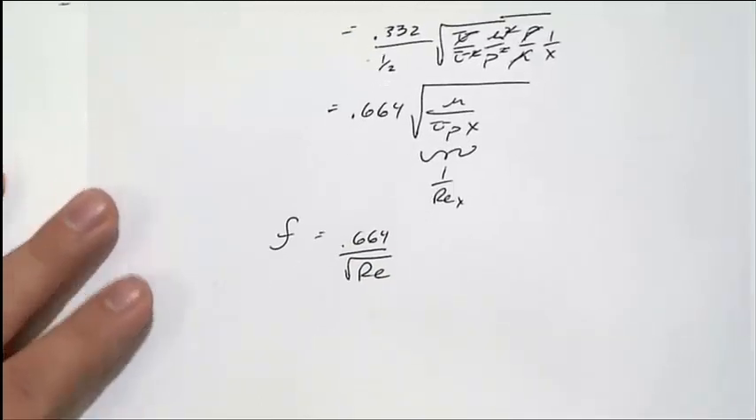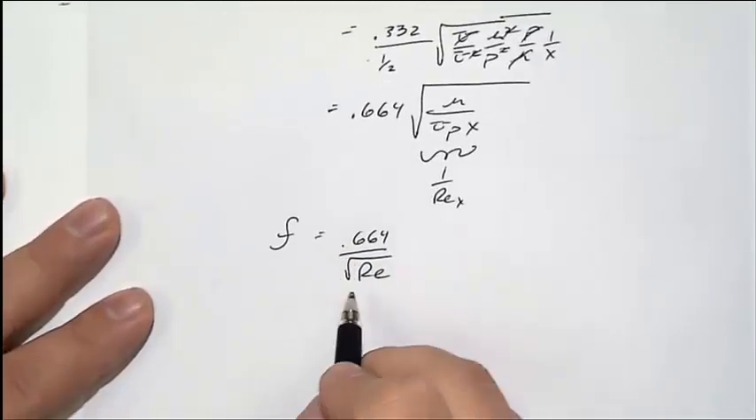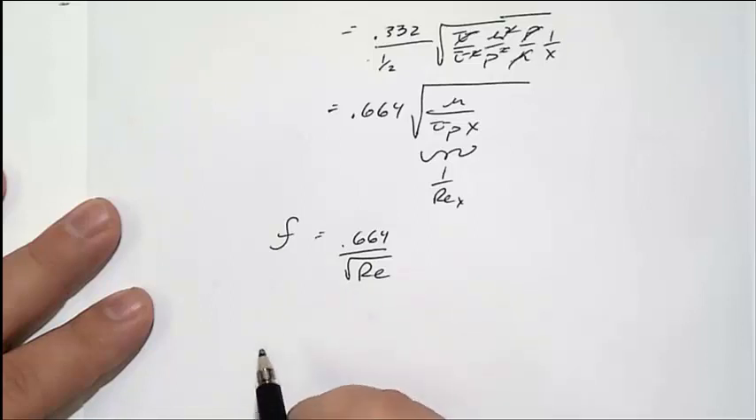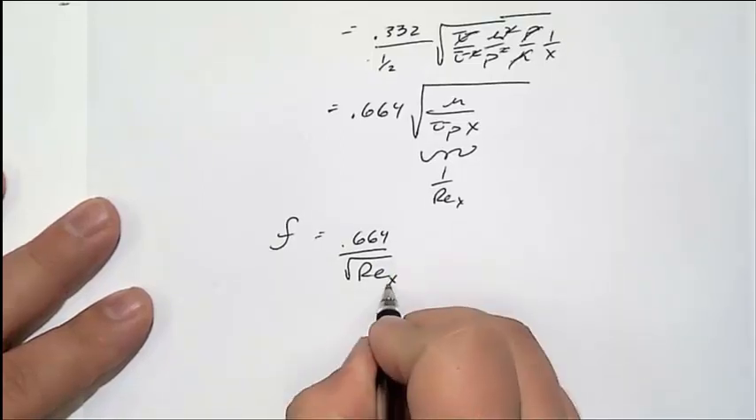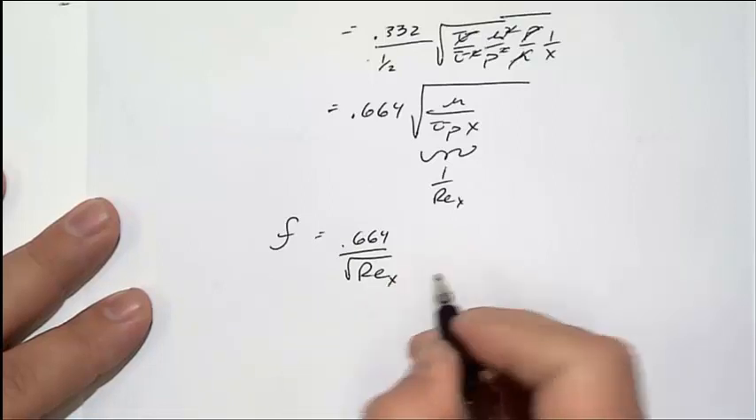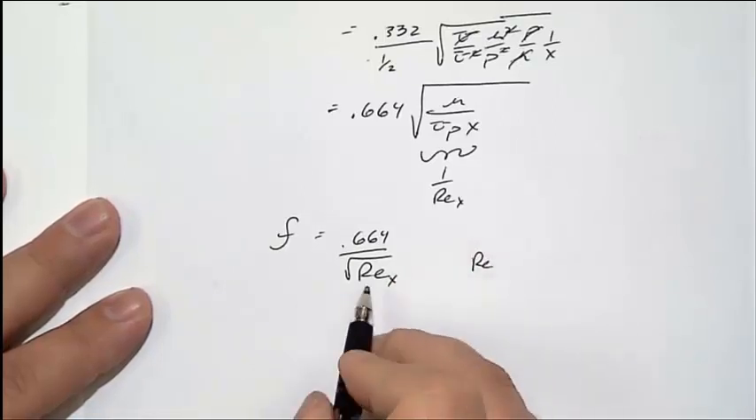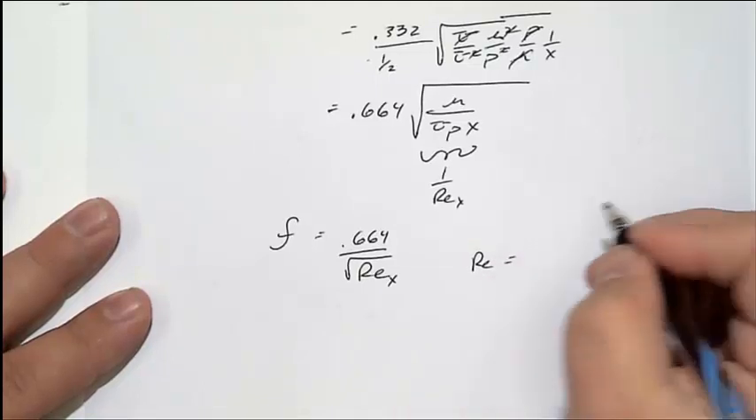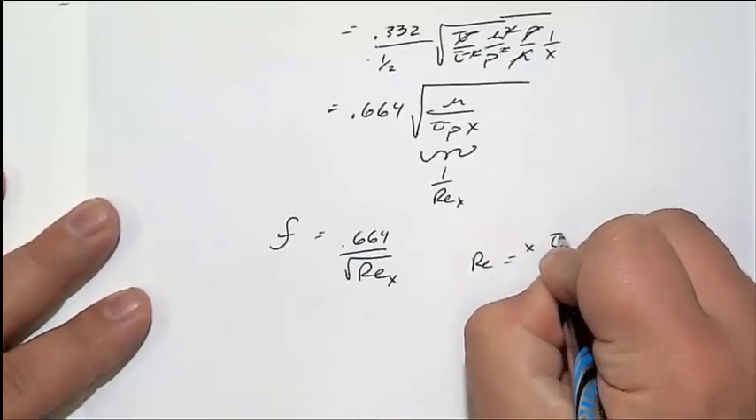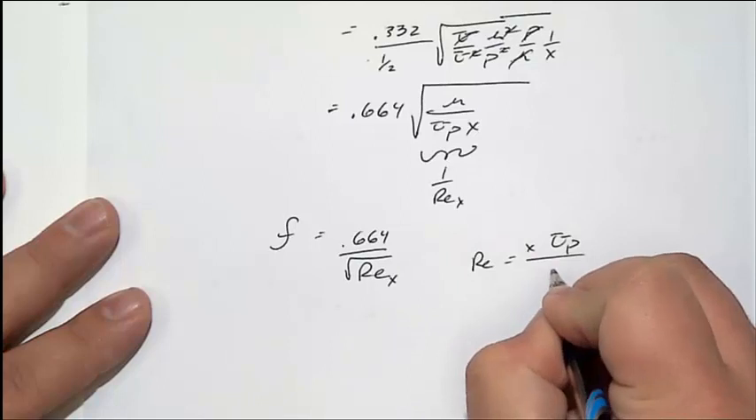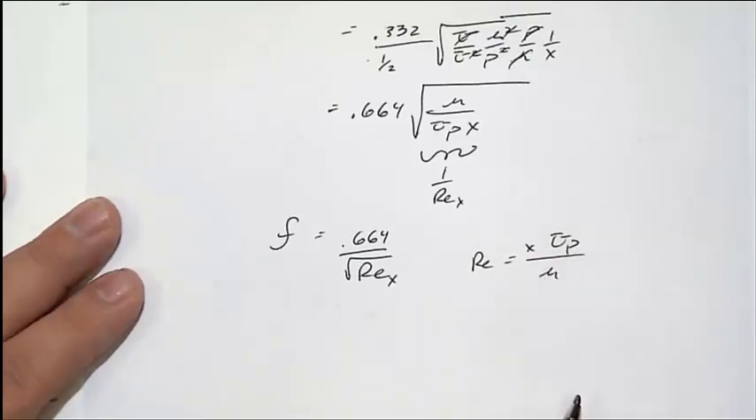Or if I go ahead and factor this out, we get the square root of the Reynolds number inside the denominator. And once again, it's important to note that this is defined by the local position of x. It's not necessarily a characteristic length as we normally think about our Reynolds number, but it's associated with a certain position.